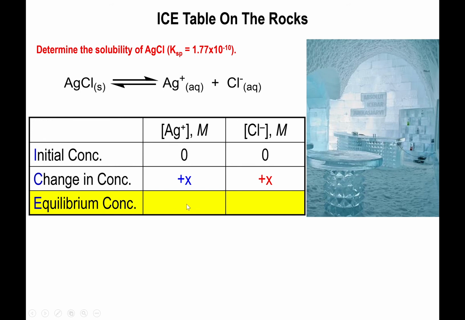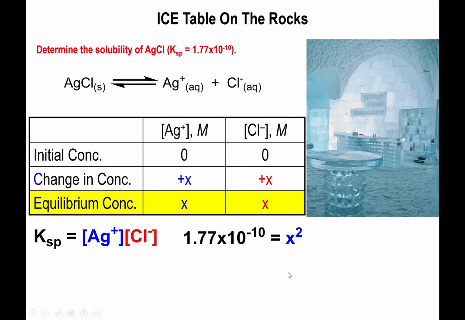And then the equilibrium concentration is simply the addition of the initial concentration row with the change in concentration row. So the equilibrium concentration will simply be X for both of them. So what you do now is you set up your Ksp expression, which is going to be simply the products raised to their balancing coefficient. So you'll have silver to the first power times chloride to the first power. And right now we know the equilibrium concentration to be equal to X for both.